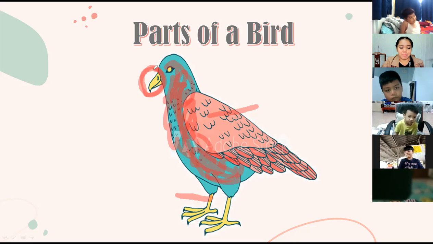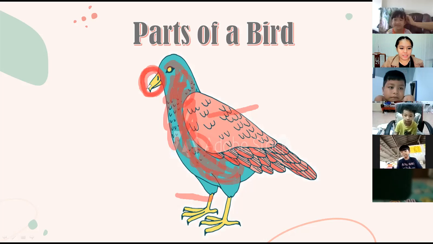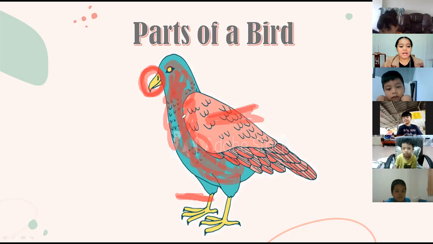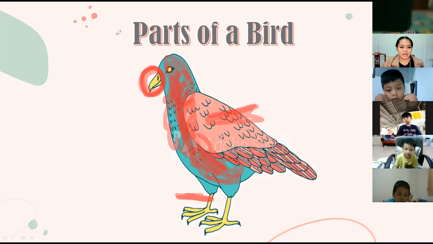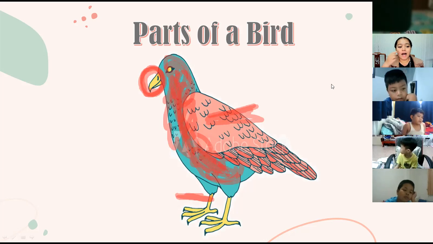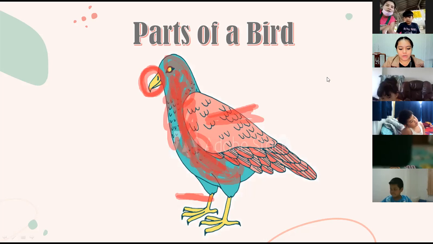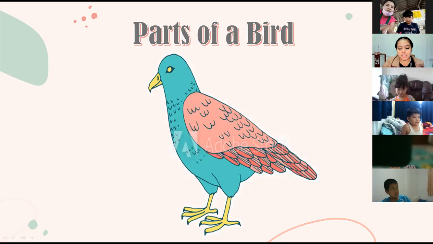Okay, let's repeat. Beak. Wings. Legs. Feathers. Okay, those are the body parts of a bird. All right. Beak, wings, leg, and feathers. Now let's proceed to the next slide.